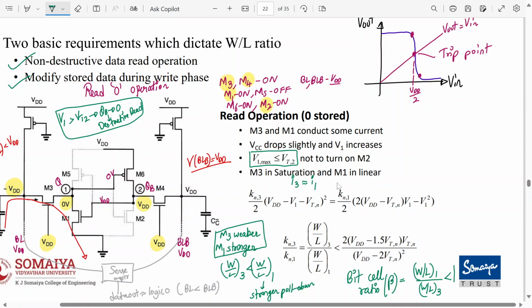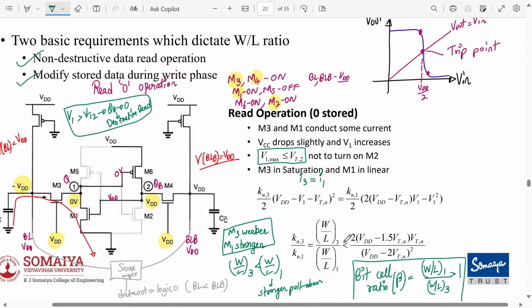Sorry, it should be greater than 1. This should be greater than 1 always, bit cell ratio. Then only this condition will not be satisfied. So these are the conditions. You can go through it.